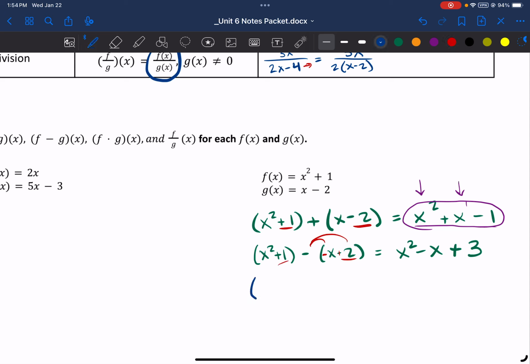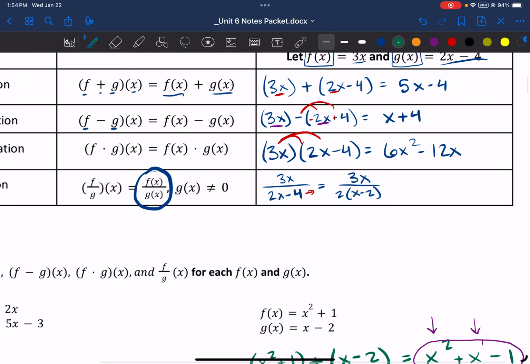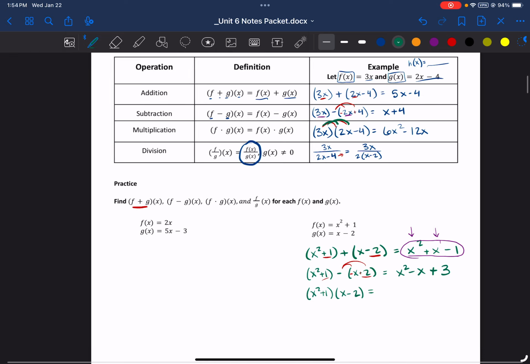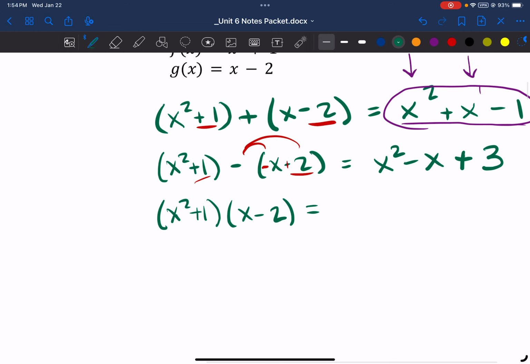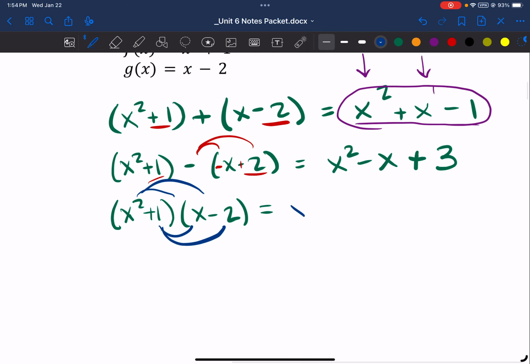Okay, we'll multiply now. In this one up here, all we had to do was distribute a single term in. This one is 2 term by 2 term. A binomial times a binomial is what we call this. And to solve it, we FOIL. X squared times x is x to the third. X squared times negative 2 is negative 2x squared. 1 times x is x. And 1 times negative 2 is negative 2.